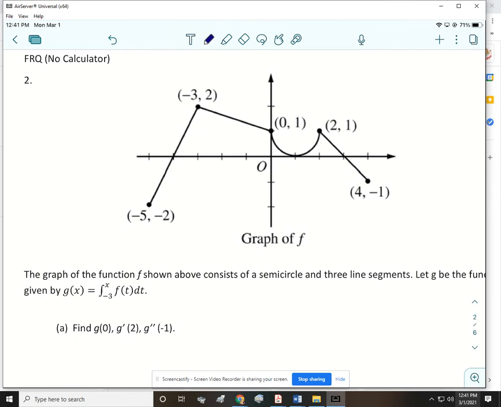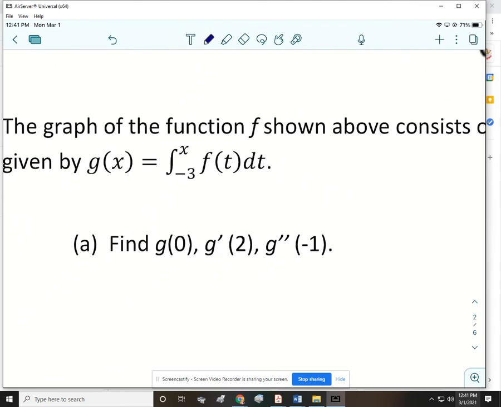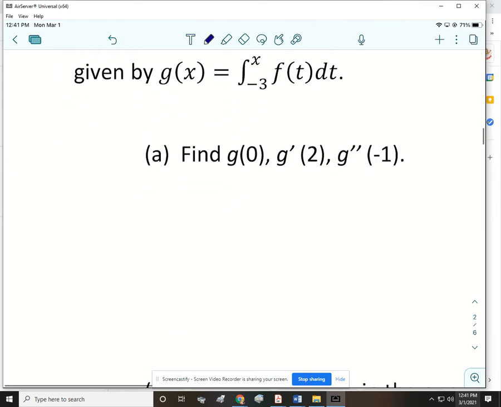So we have a function of f, but most of the questions are about g. Actually, all of the questions are about g. And g is the accumulation function. So the integral from -3 to x of f of t dt. All right, so if I want to find g of 0, I'm just going to put 0 in for my x.